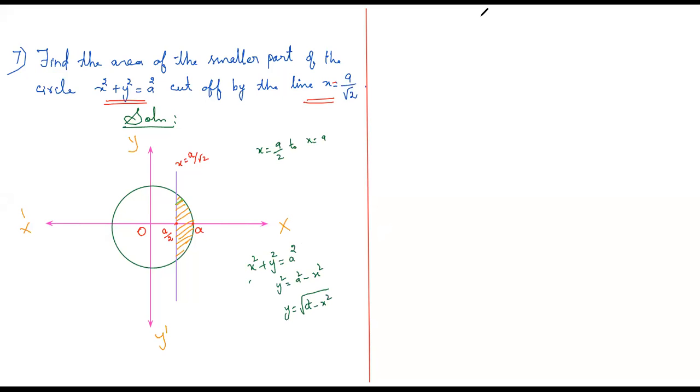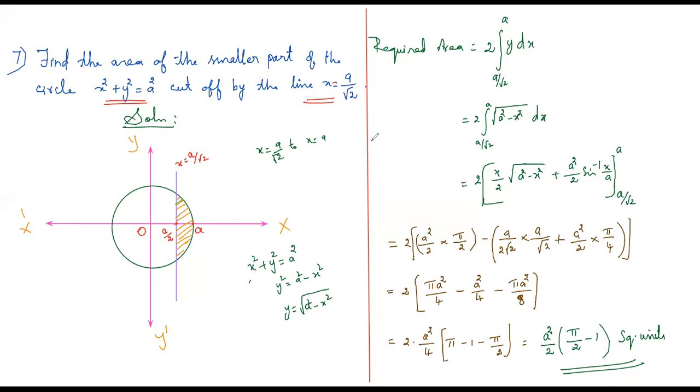Now let's move with the formula and substitution. Now we want to find the required area, right? So the area is two times, from 0 to a by root 2 to a. The first part you can cover with this, and for the second part you can just take 2 times that, because the same area comes here. So 2 times y into dx, the limit is a by root 2 to a, and y is square root of a square minus x square, substituted.